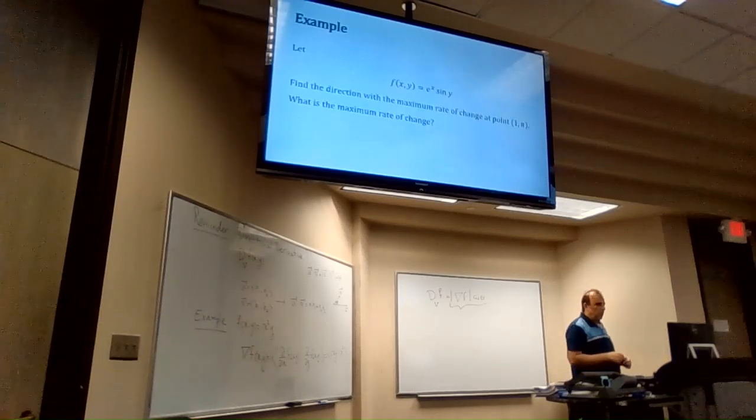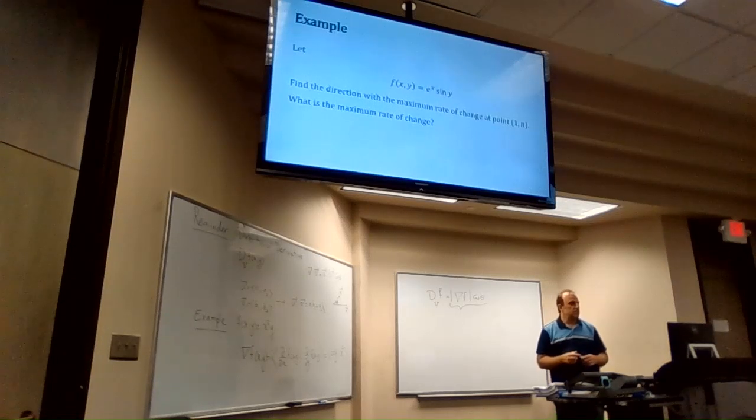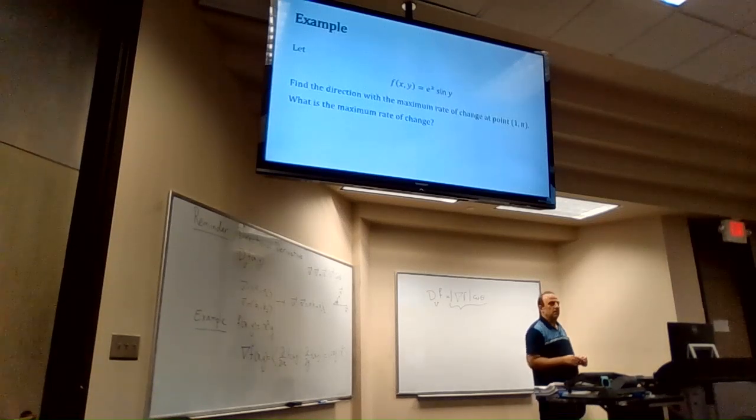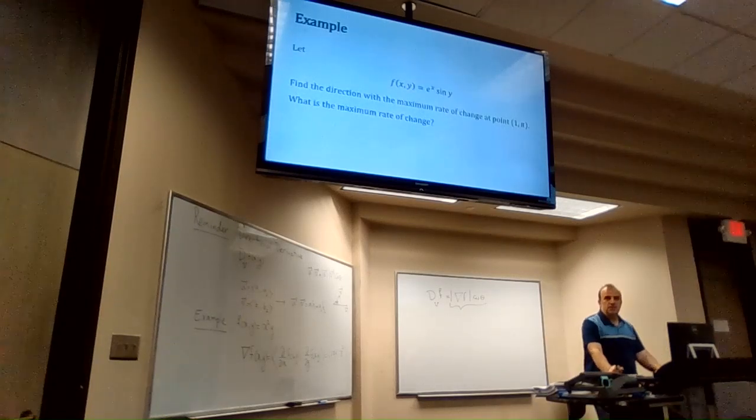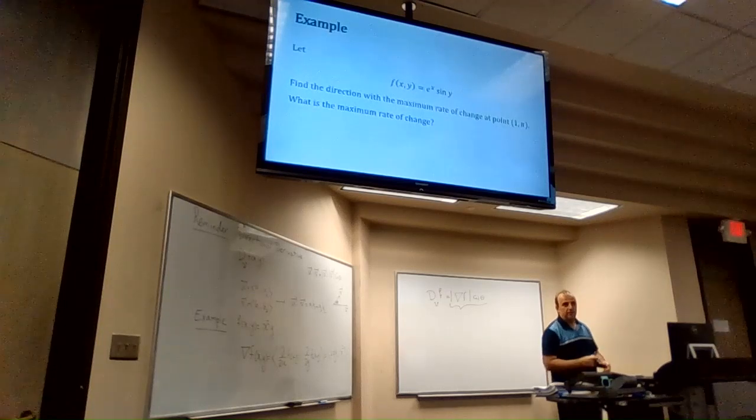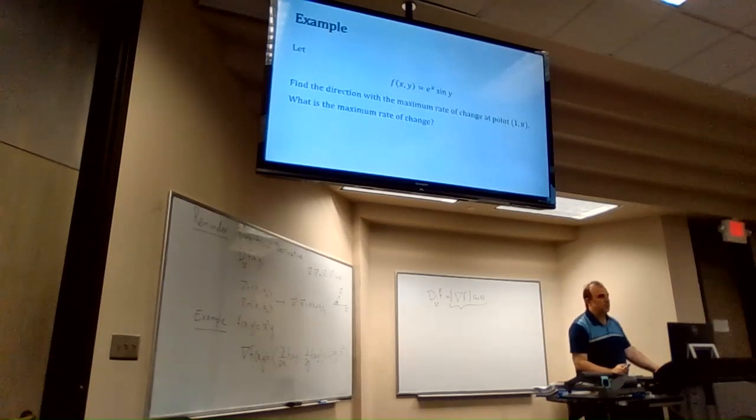So please work on this example on your own, and let me know what you think. Suppose f of x and y is e to the x times sine of y, and I want to find the direction with the maximum rate of change. The given point is (1, pi). And what is the maximum rate of change? Please work on this on your own.